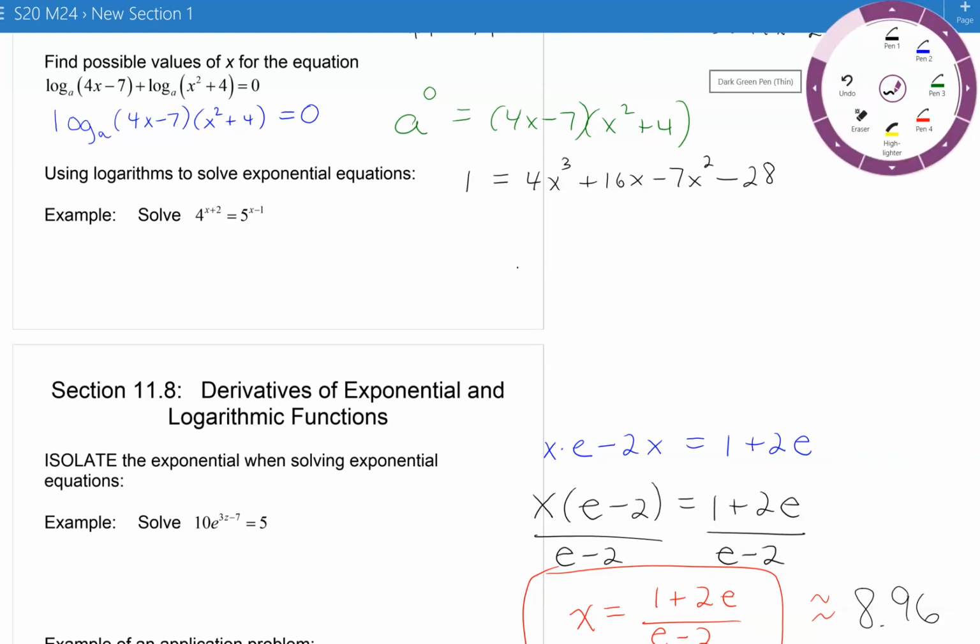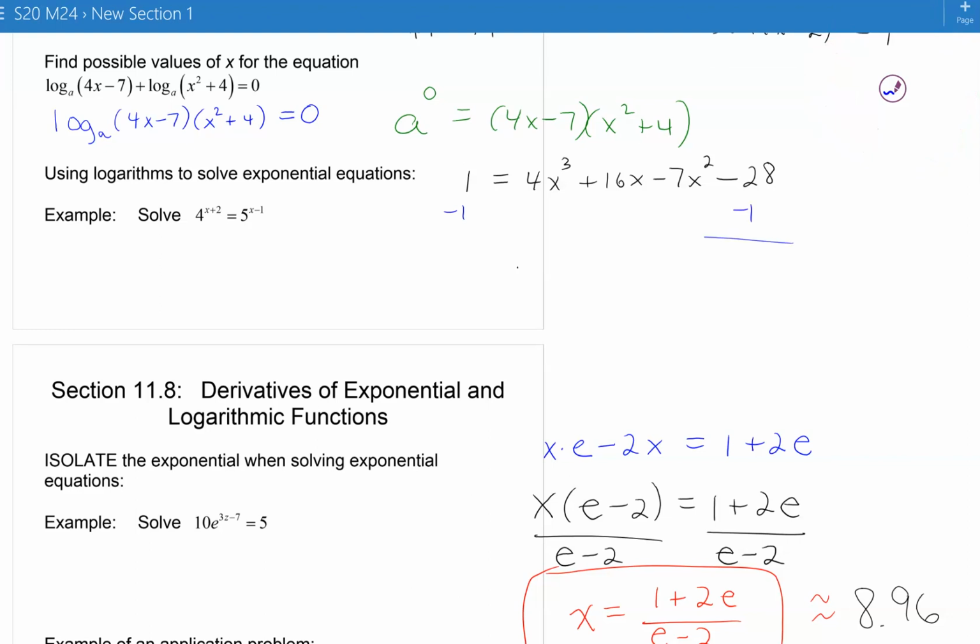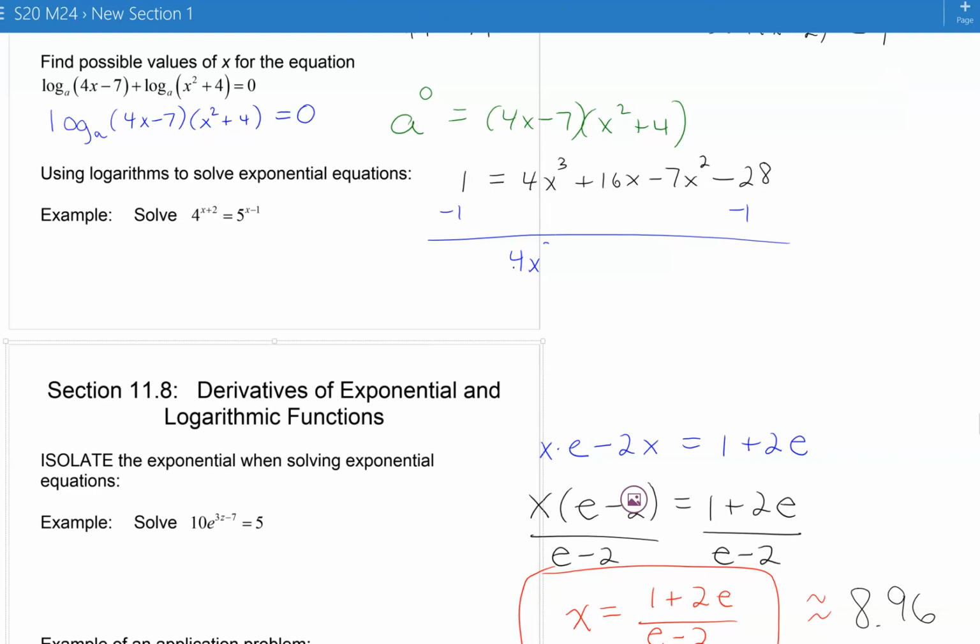And I need to subtract 1 from both sides. So I'll get 4x cubed plus 16x minus 7x squared minus 29 equals 0. So solving that equation would give you all the possible values of x. And this is not something that I would ask you to do on a test. And in fact, I'm not really sure how they expect you to do it on a homework problem.